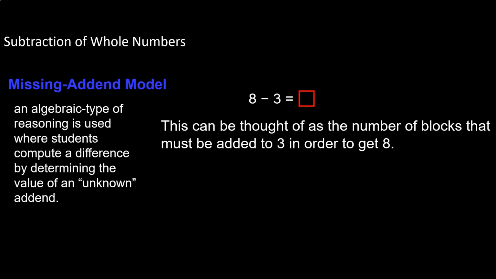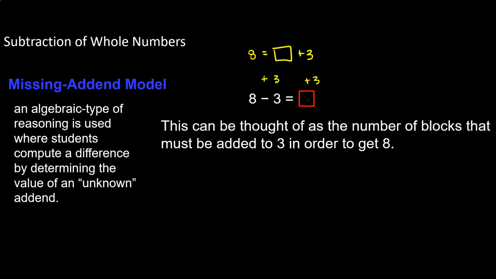We can also use something called a missing addend model. Subtraction and addition are closely related. They are inverse of each other. So if I am subtracting two numbers, I could reverse that problem and make it an addition problem. For example, 8 subtract 3, I can rewrite that by adding 3 to say 8 is equal to some unknown number plus 3.